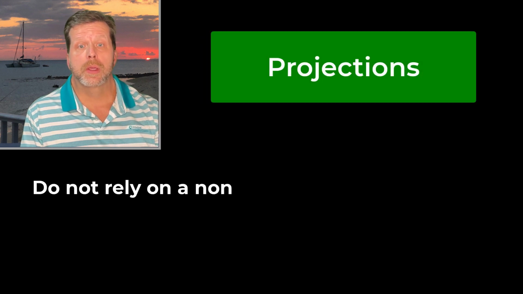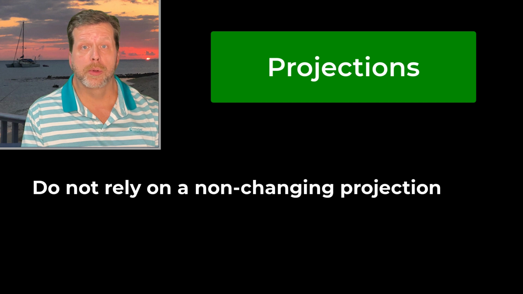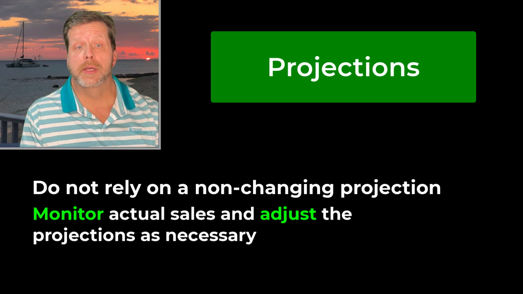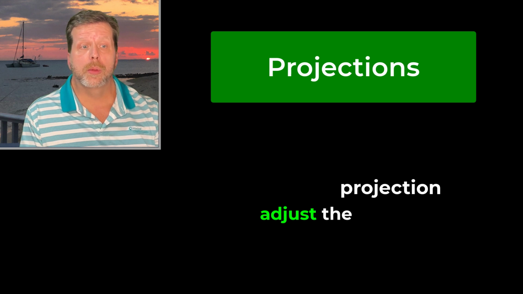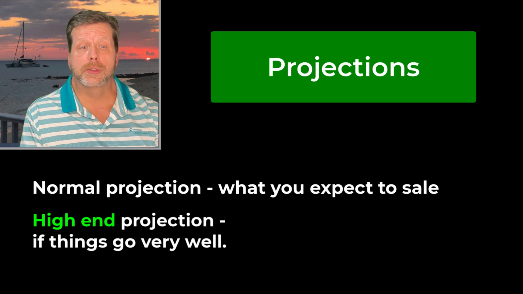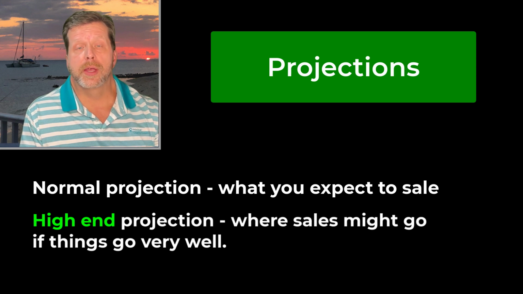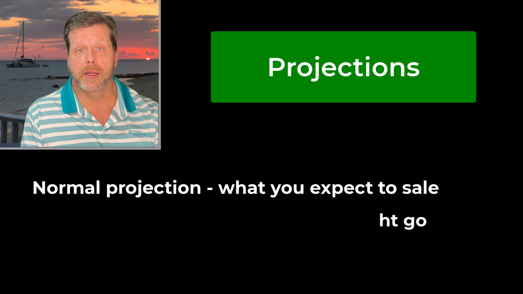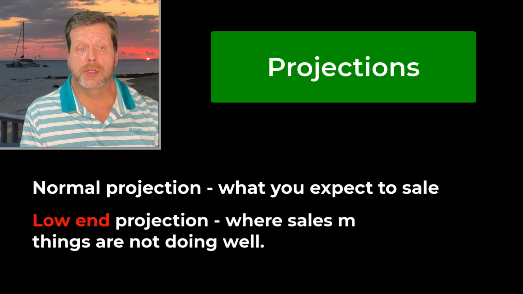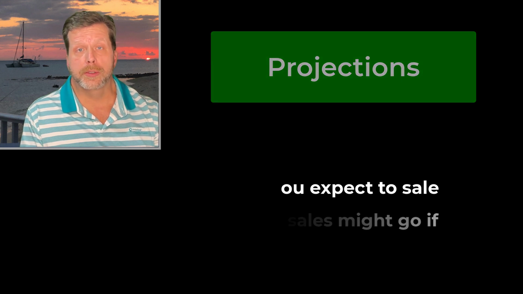Within a year or a month or even a week, you will see a lot of ebbs and flows. You cannot rely on a static projection. You need to monitor your sales and adjust your short-term projections accordingly. A normal projection is what you expect to sell. A high-end projection is that level of where the sales might be. It might not happen, but you should have an idea of where the high end is going to be. Also project a low end. If your sales are running low, you may not need to order as much.